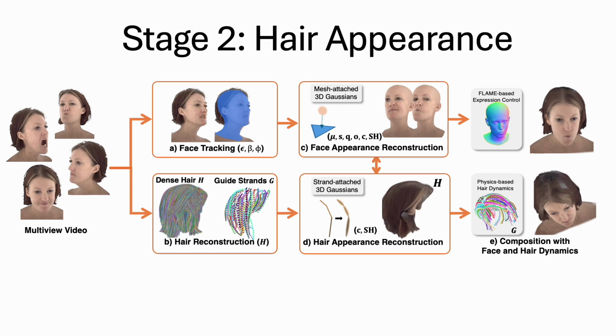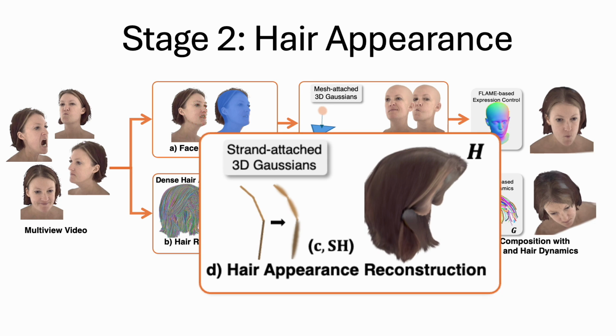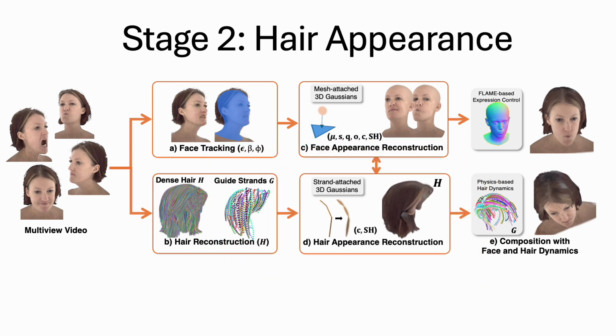In the second step, after reconstructing the animatable face avatar, we optimize hair appearance using color consistency regularization. For simulation, we sample sparse guiding strands and simulate them in a physics engine, which allows us to generalize to unseen motions.